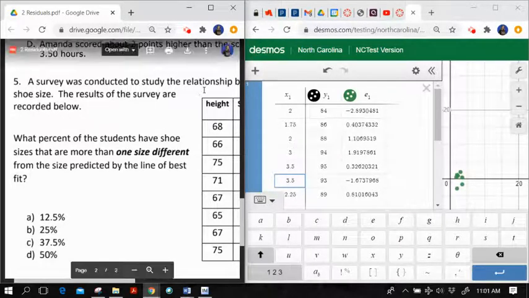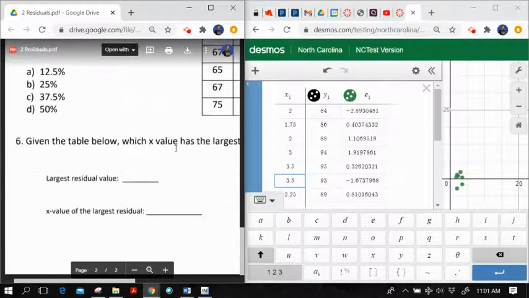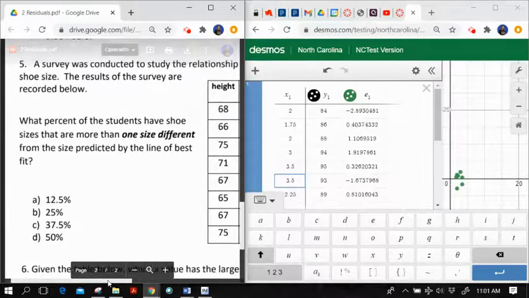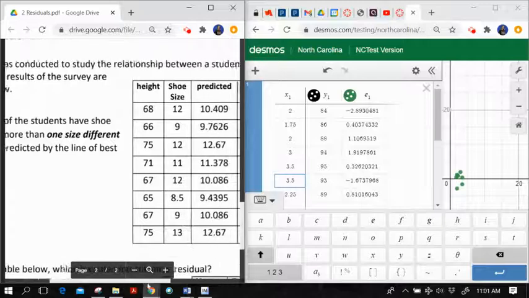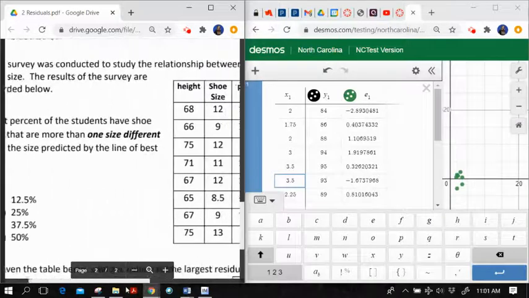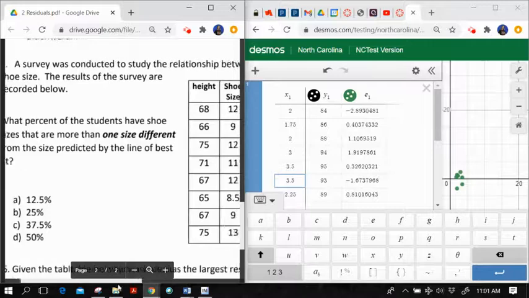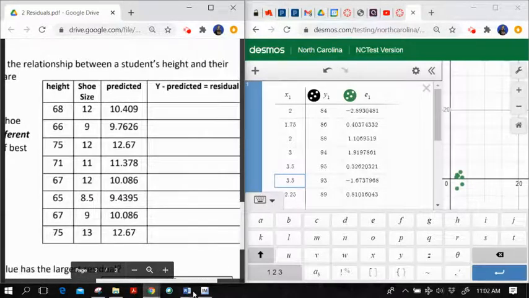Alrighty, let's do number 5 here. A survey was conducted to study the relationship between a student's height and their shoe size. The results of the survey are recorded below. What percent of students have shoe sizes that are more than one size different from the size predicted by the line of best fit? So here's what we're going to need to do.